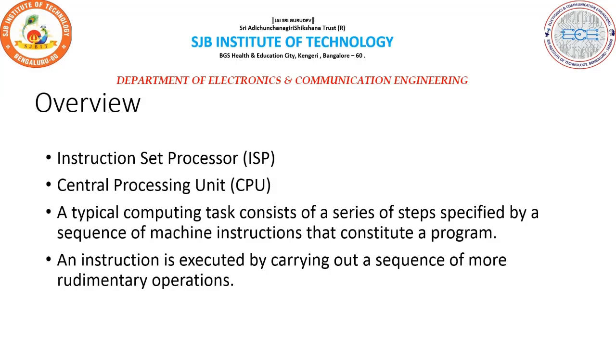A typical computing task consists of a series of steps specified by the sequence of machine instructions that constitute a program. There are three levels of coding: machine level coding, assembly level coding, and high level coding. C, C++, Java and others are considered high level coding, where you type instructions in the form of English words. At the assembly level, you type only alphabetic mnemonics, and at the machine level, instructions are in the form of zeros and ones. These are known as machine level instructions.